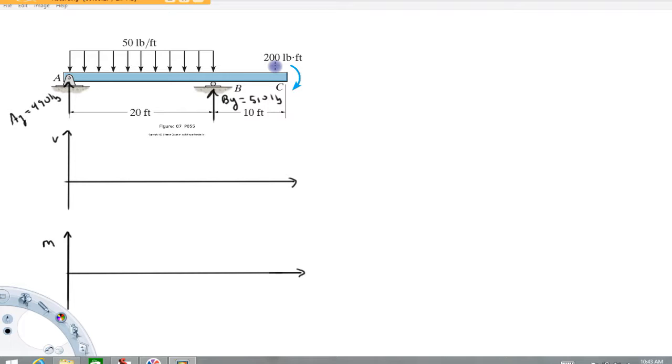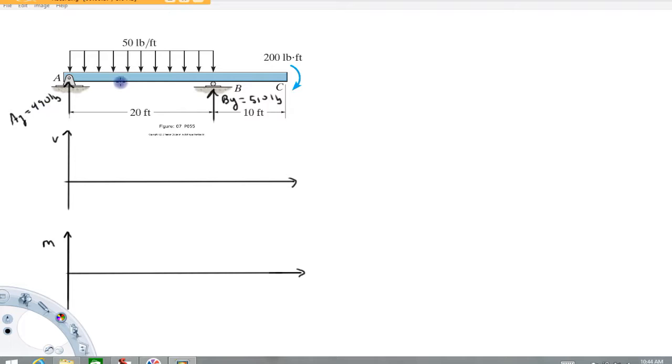Now, for the purposes of shortening the video, I've already found the reactions that I called AY and BY acting on the beam and put them in the picture. If you're not sure how those were found, go back and look at some of my previous videos about finding reactions. But basically, I replaced the 50 pound per foot times 20 feet with a single 1,000-pound force acting 10 feet over, and then wrote a couple of moment equations to get AY and BY. So what I'm going to do is just pick up on it here.